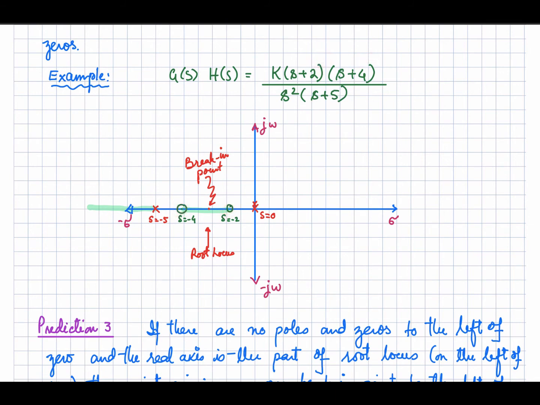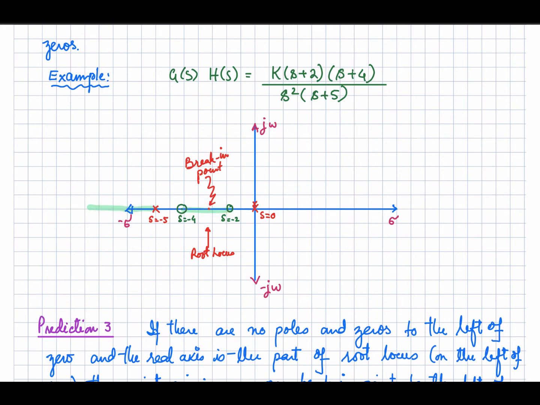And if I check the real axis, this cannot be the root locus because there are two poles over here. If I take a test point over here, there will be an odd number of the sum of zeros and poles, so this will be part of the root locus. This will also be part of the root locus, because if I look towards the right of this one, 1, 2, 3, 4, 5, that's odd. So this is the portion of the real axis that is part of the root locus, and this is the portion of the real axis that is part of the root locus.